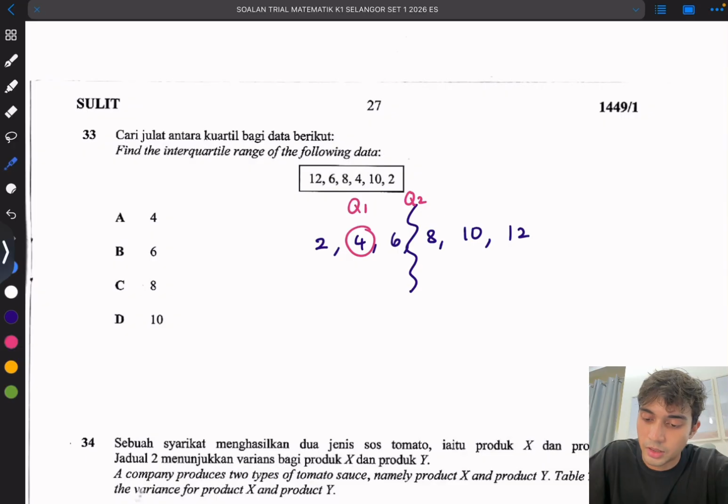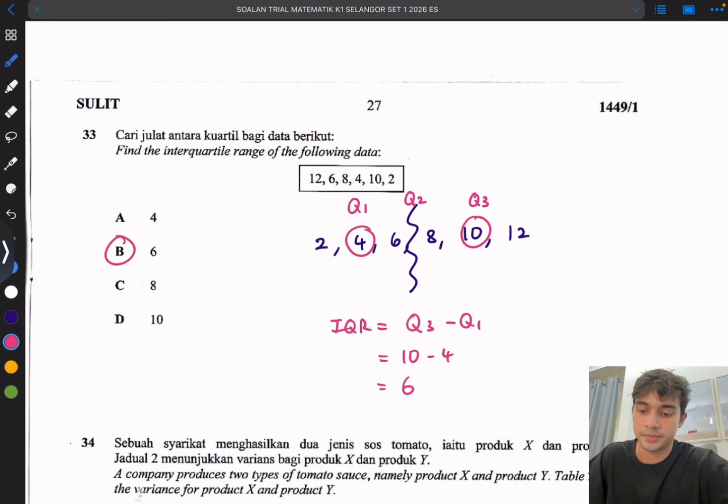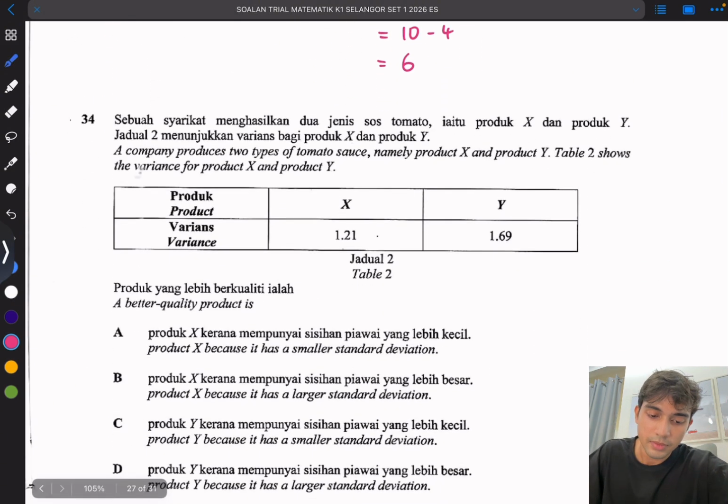Same thing here, you cut. This will be the middle. So this will be our third quartile. So interquartile range is Q3 minus Q1. 10 minus 4, we get 6. B. Done. Next.